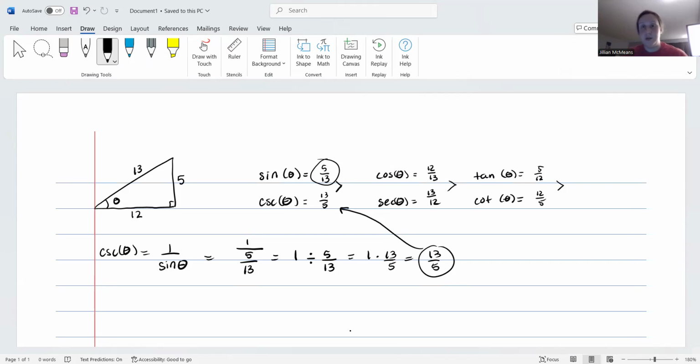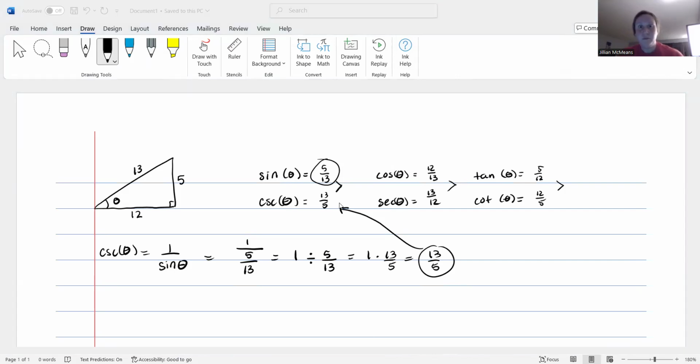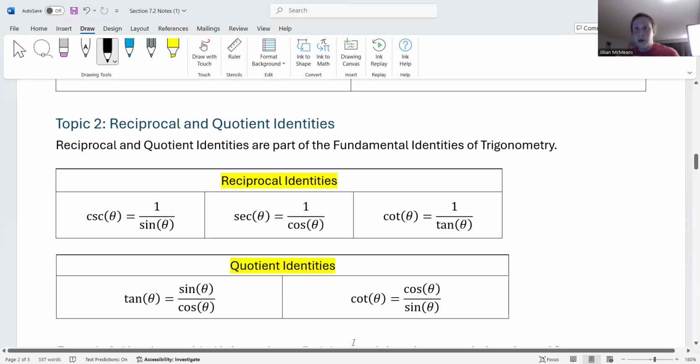I'm not going to show you for cosine and tangent. Just know that that's what they're referring to. That's how that works. Okay, so let's go back to our worksheet. So those are our three reciprocal identities.